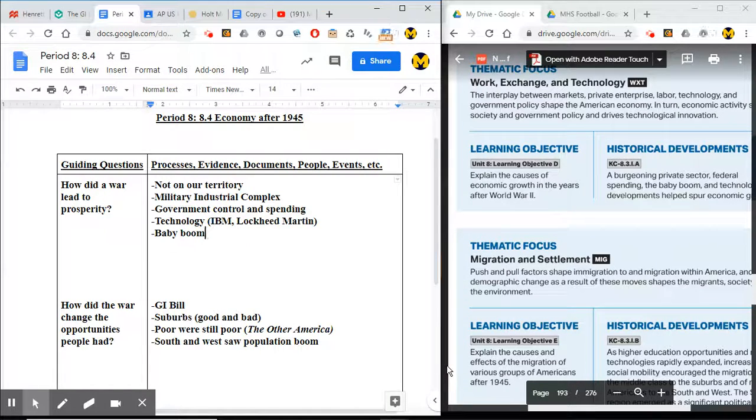Okay, here we go with period 8, topic 8.4, the economy after 1945. And a quick summary of this is the economy was booming and good. Post-war prosperity was on the rise. The middle class and the upper class were growing.